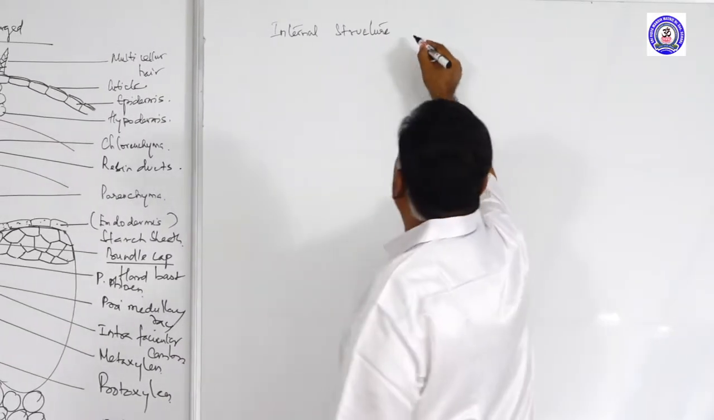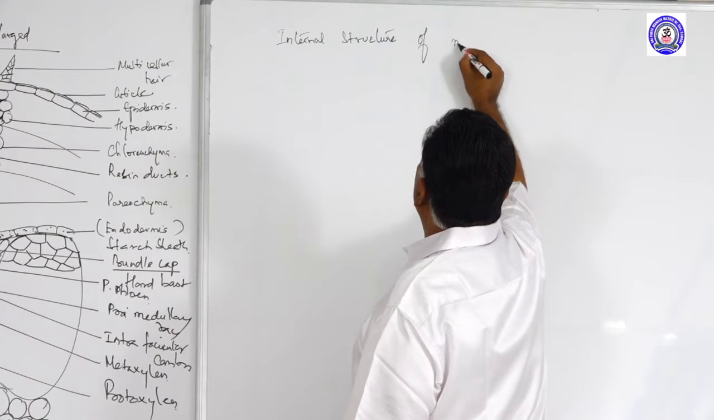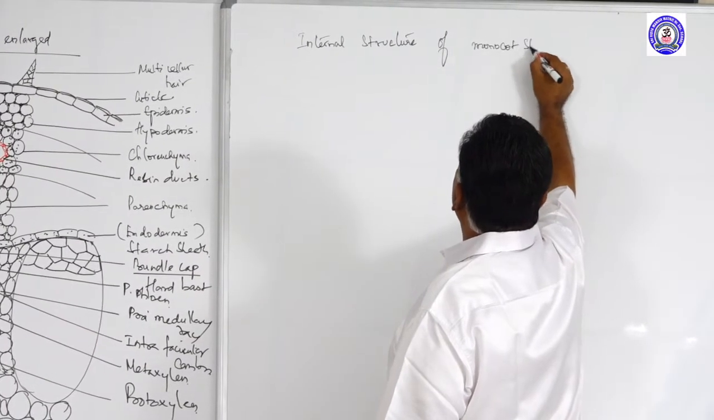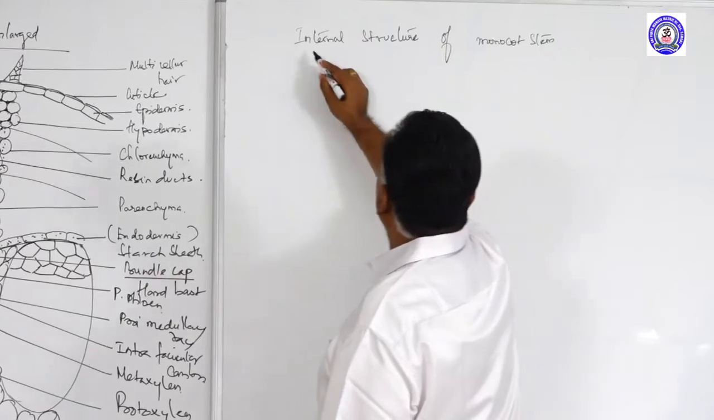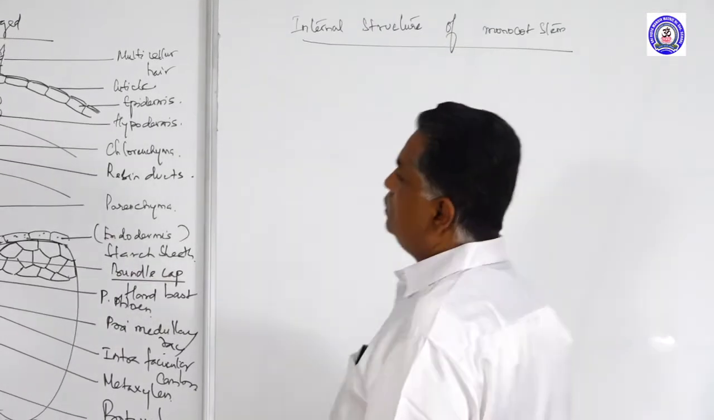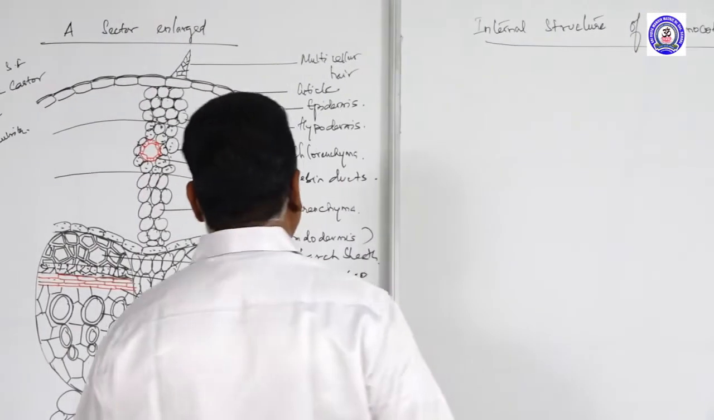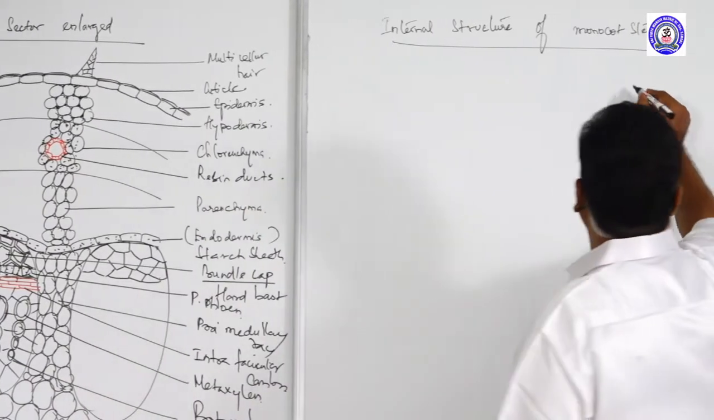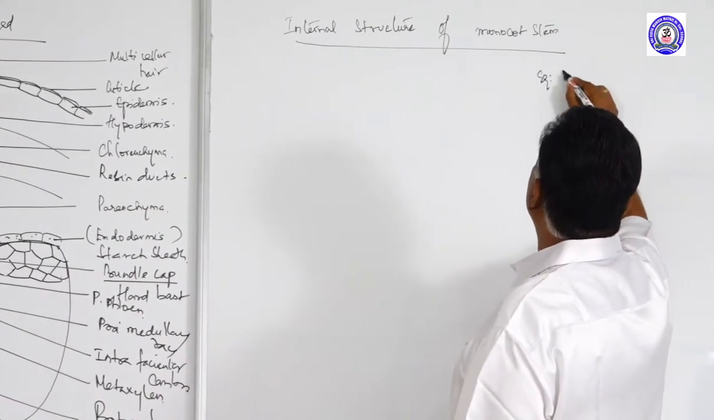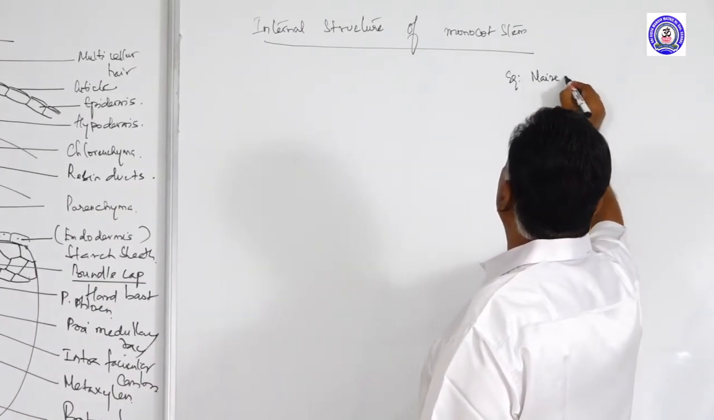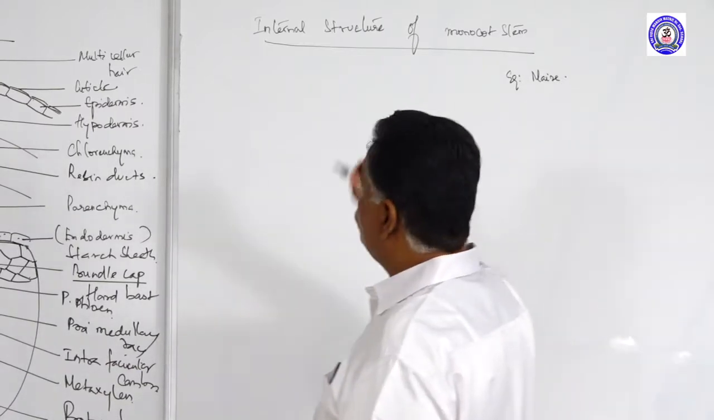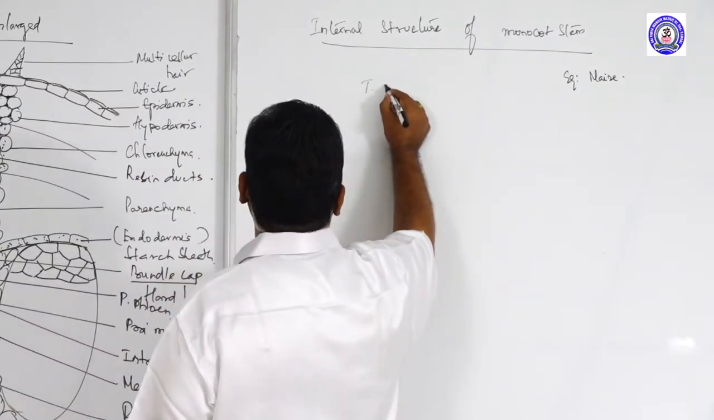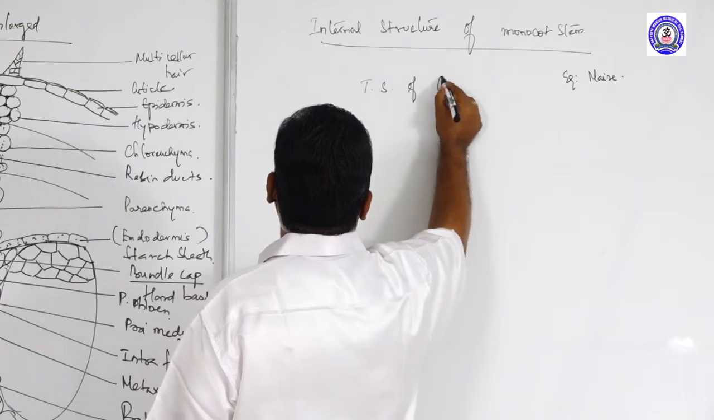Internal structure of monocot stem. So, as an example, we take a specific example, and this is also primary structure. This is a TS of the stem, transverse section of the stem.